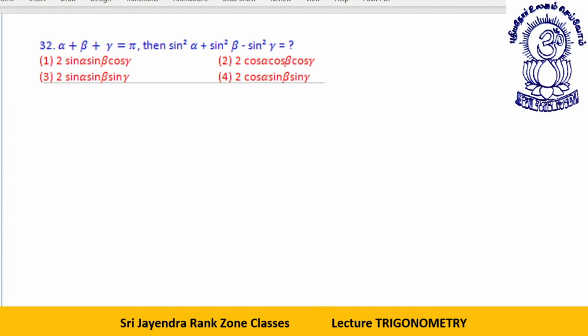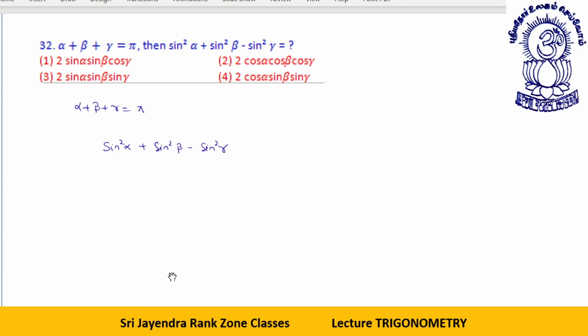This is also a beautiful question. Alpha plus beta plus gamma is equal to pi. You have to find sine square alpha plus sine square beta minus sine square gamma. Okay, dear students, I'll be happy if you will think about it for a minute.